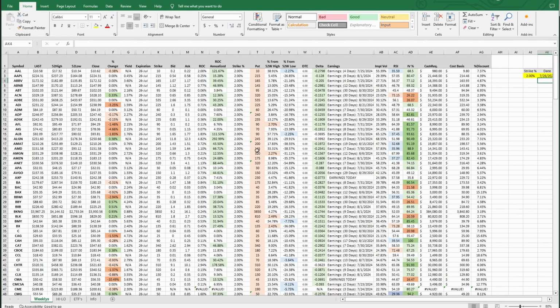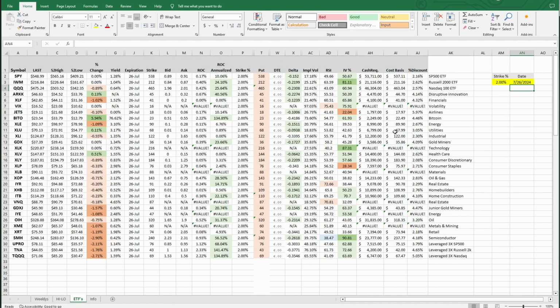And speaking of cash secured puts, we'll look at our list here. So first we'll look at the ETFs. This is 2% out of the money, July 26th. So this should actually be next Friday, which is 6 days to expiration. And this is just a list of ETFs here. Should be able to get a little bit more premium here because the implied volatility has actually increased a little bit.